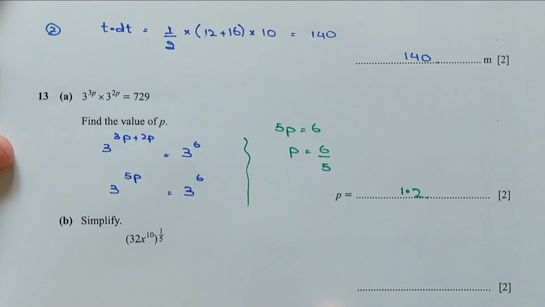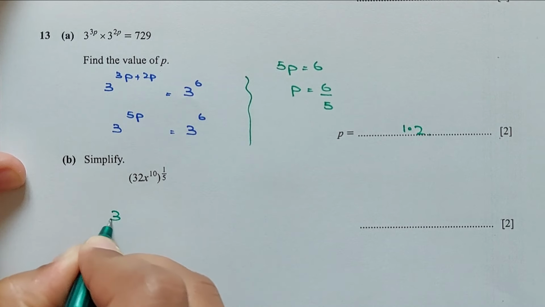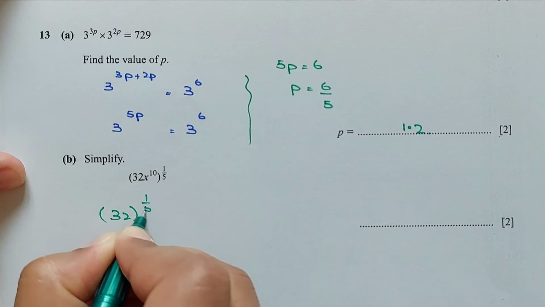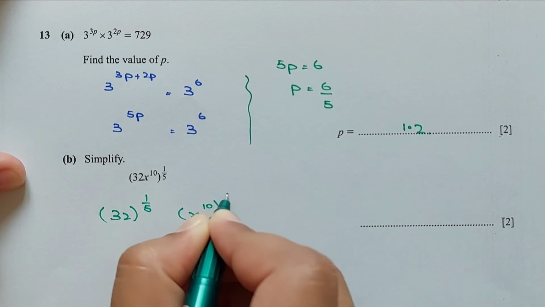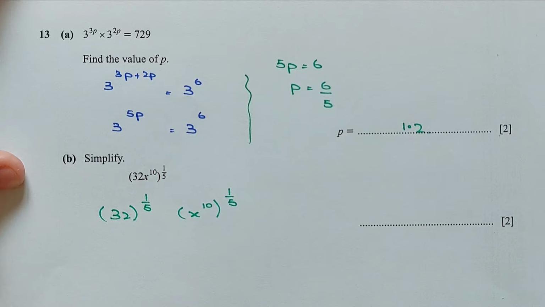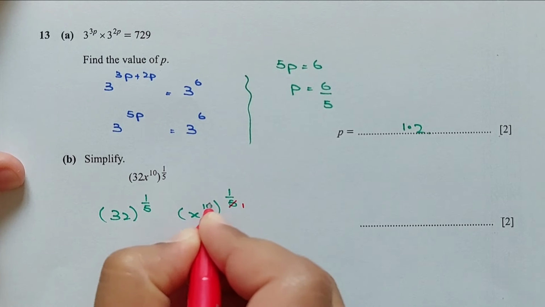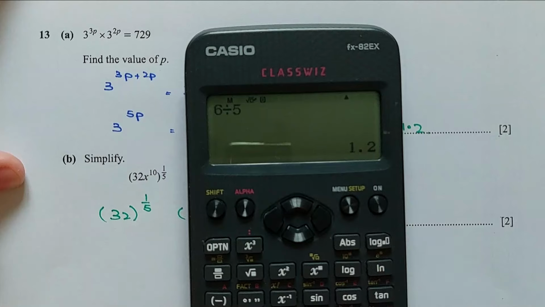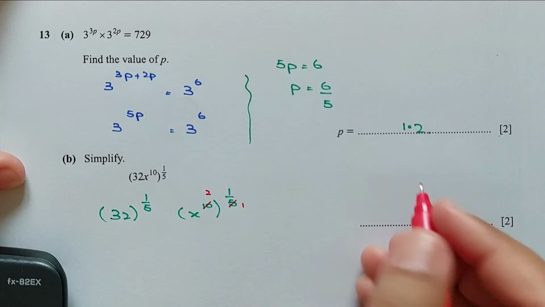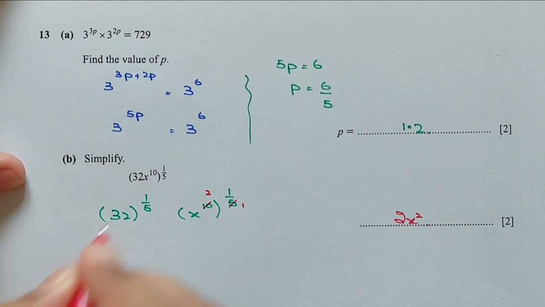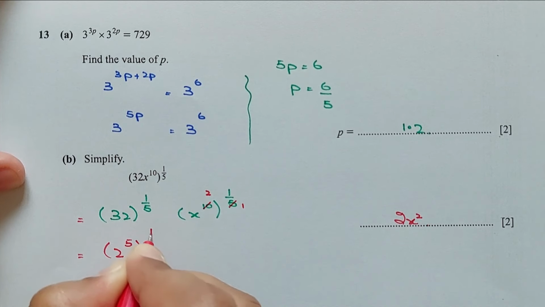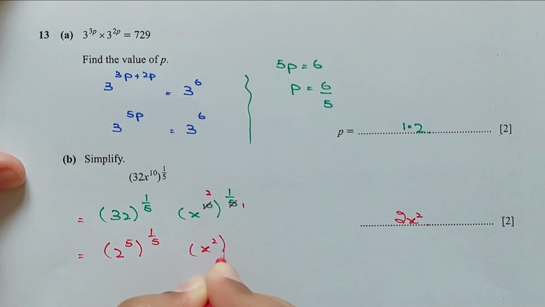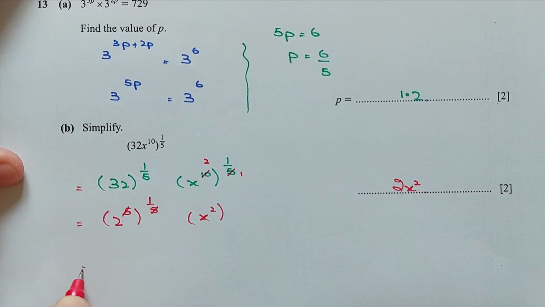Now for part B, we have to simplify this. So it is going to be 32 to the power of 1 over 5, splitting the powers, x exponent 10 to the power of 1 by 5. 5 times 1 is 5, 5 times 2 is 10, and the fifth root of 32, 32 exponent 1 by 5 is 2. 2x squared is the answer. If you want to simplify it further, 2 power 5 is 32, to the power of 1 by 5, and this is x squared. 5 is cancelled with 5, so we can say 2x squared is the answer.